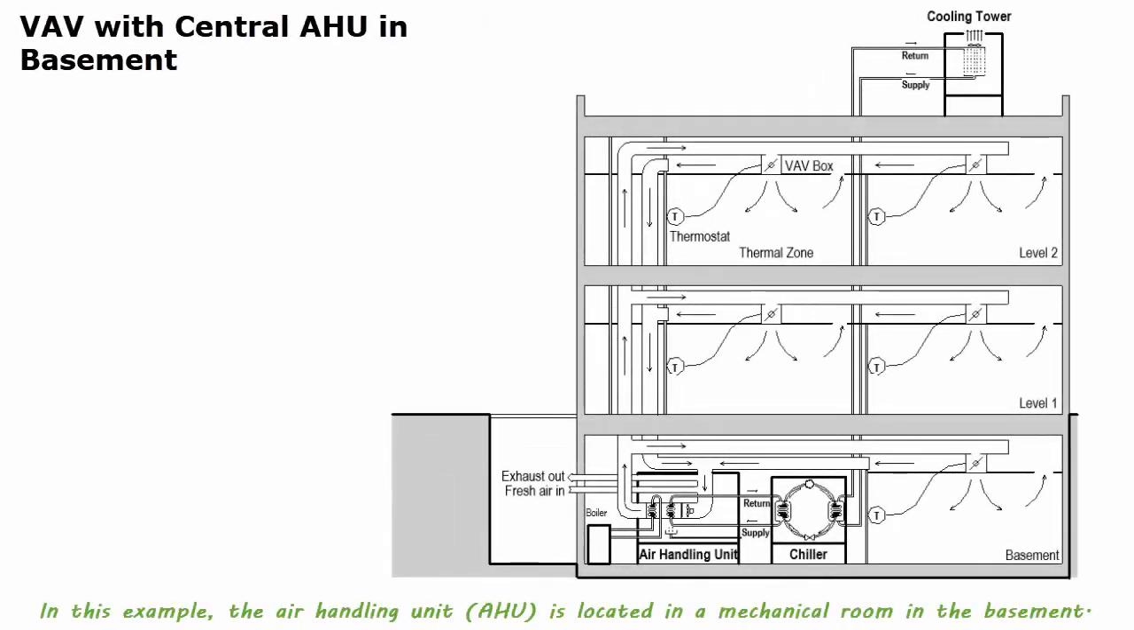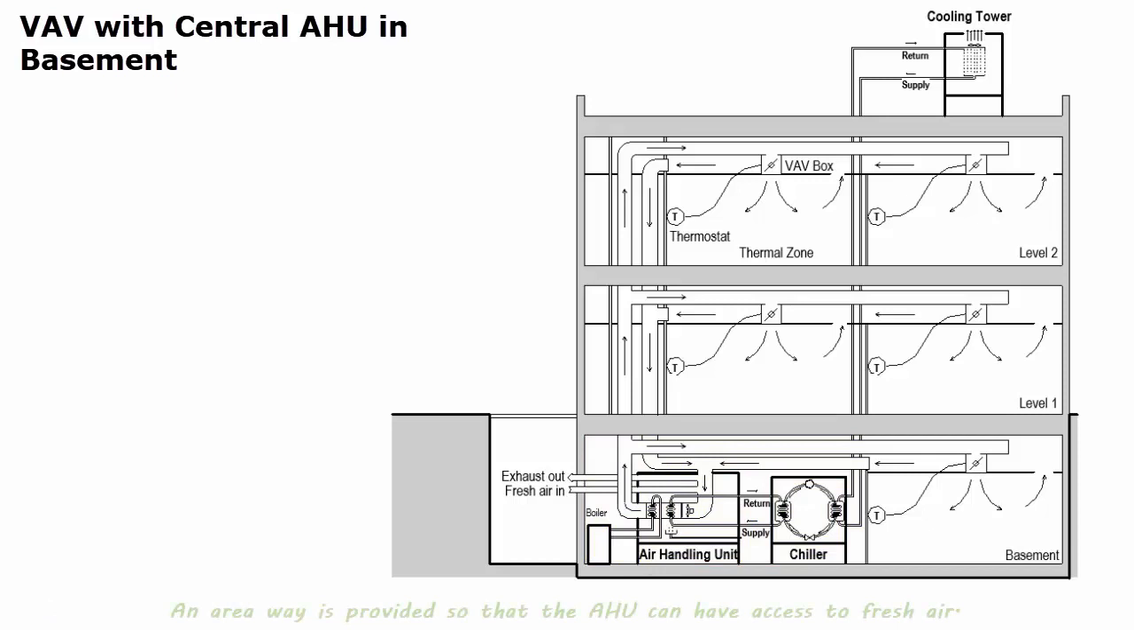In this example, the air handling unit is located in a mechanical room in the basement. An areaway is provided so that the air handling unit can have access to fresh air. The water-cooled chiller and boiler are also located in the mechanical room in the basement, providing chilled water and hot water respectively to the air handling unit.